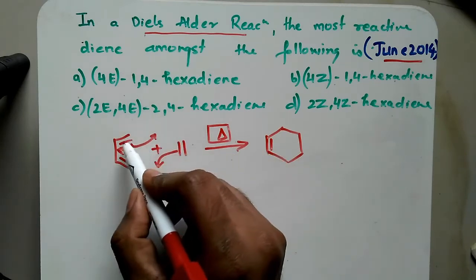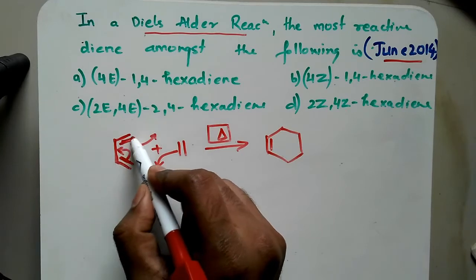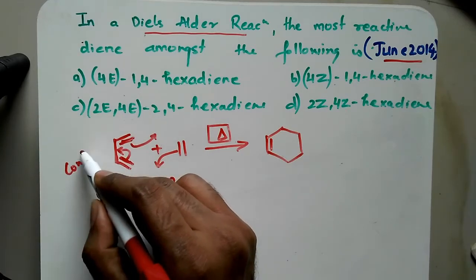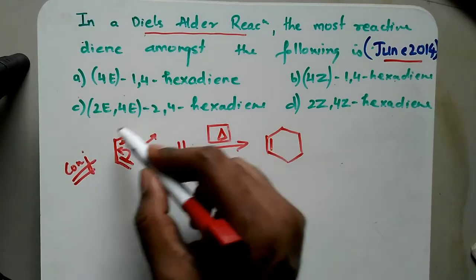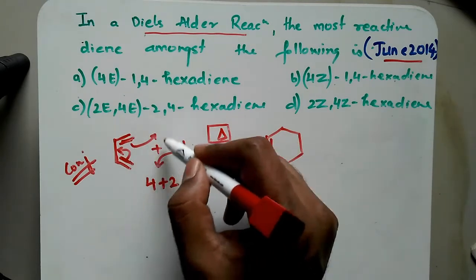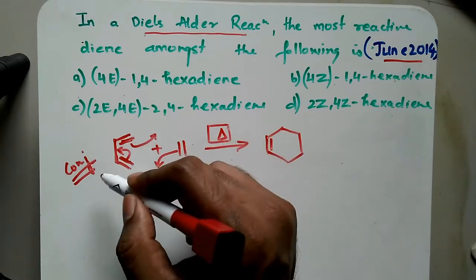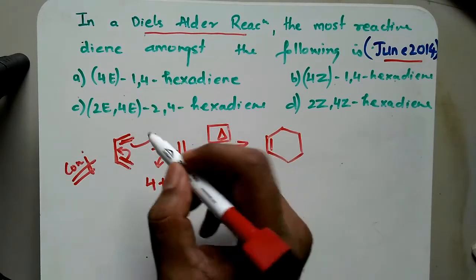The next thing we have to remember is that these double bonds should be conjugated. Once the conjugation is not there, they will not undergo this reaction, because the electrons have to move in a cyclic fashion. So conjugation is important.